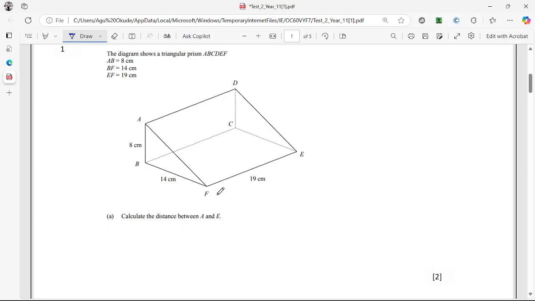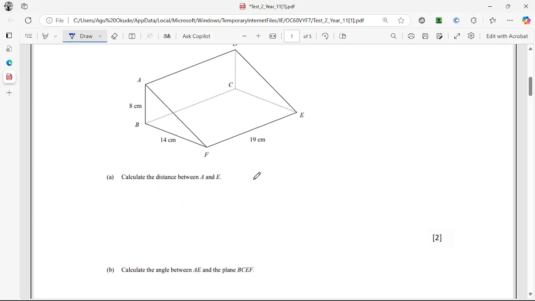Now in this video we shall be solving some IGCSE past questions. This is on 3D trigonometry. I'm giving this triangular prism ABCDEF, with all the dimensions given. We are asked to calculate the distance between point A and point E.